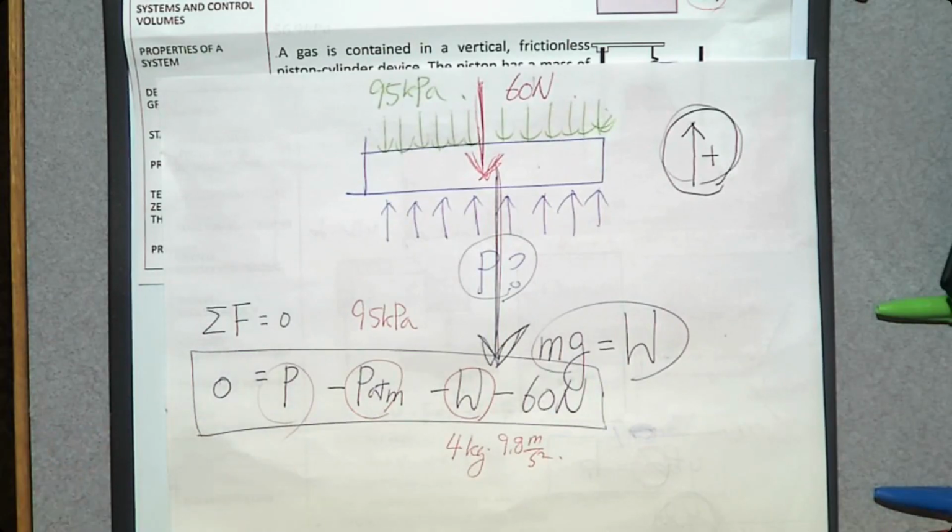Am I right, or is there a mistake? When I say it like that, there's a mistake, right? I made one mistake. Yeah, P is the unknown that we want to calculate, so that's not a mistake. There's a mistake here. We know P ATM, we know W, we know 60 Newton, so we can calculate P. Am I right, or is there a mistake? There's a mistake, right? So what mistake is it?